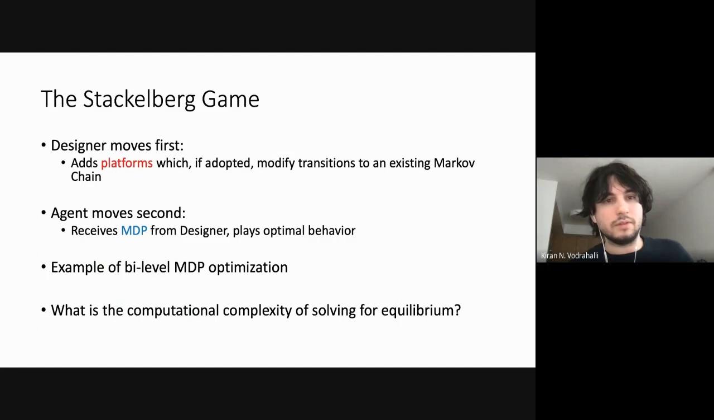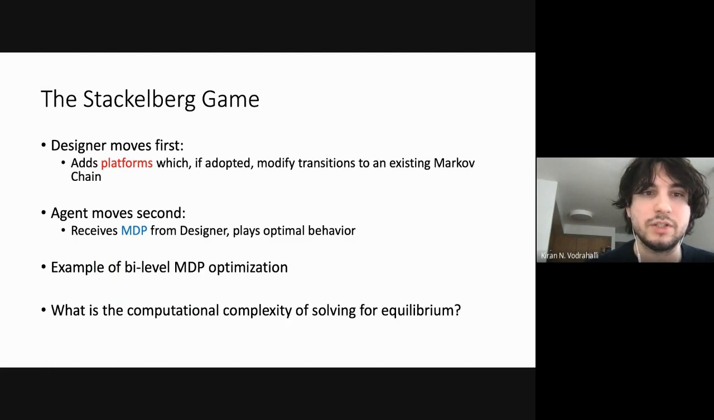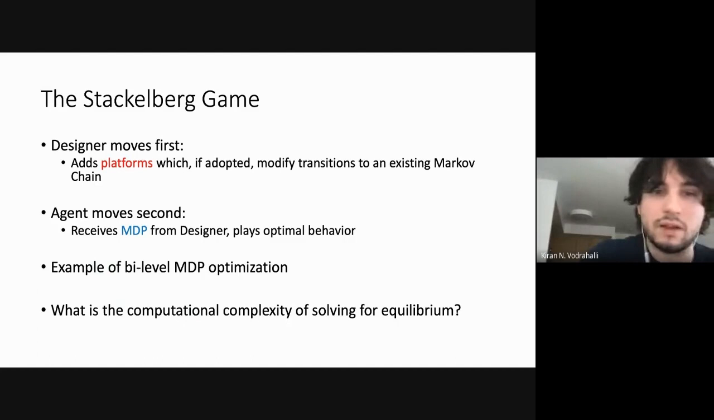So the Stackelberg game, again, is the designer moves first and adds various platforms, which, if adopted, modify transitions to an existing Markov chain. That's the life chain. You can think of these platforms as basically adding actions at each state. The agent is going to move second. They're going to get the MDP from the designer and then play the optimal behavior. Again, we just want to understand the computational complexity of solving for this equilibrium.